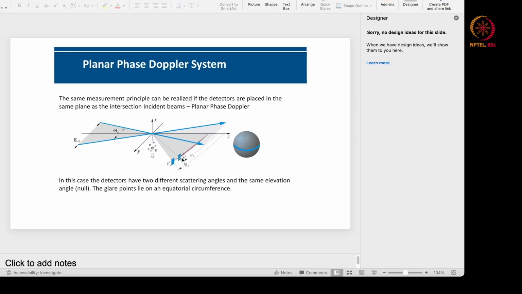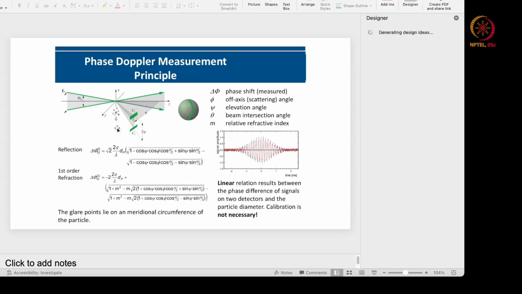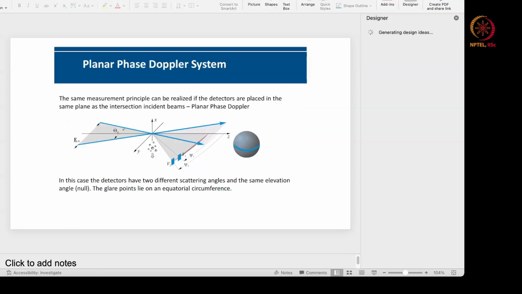They are at angles of psi1 and psi2 from the major optical axis. So this is what you are going to get. Okay, so this is the planar Doppler. The elevation is null, and therefore the glare points lie on the equatorial circumference rather than here, which was the meridional. All right. Other than that, there is not much of a difference between these two.